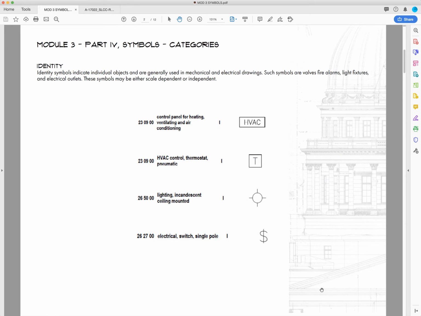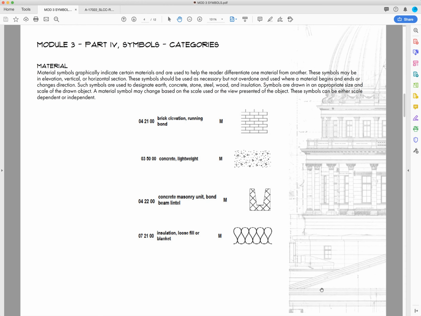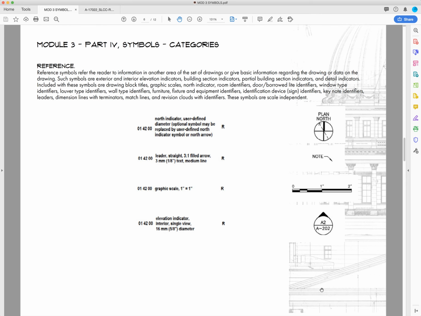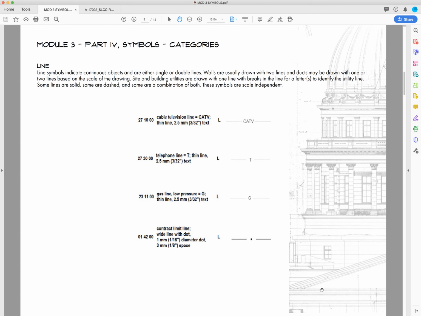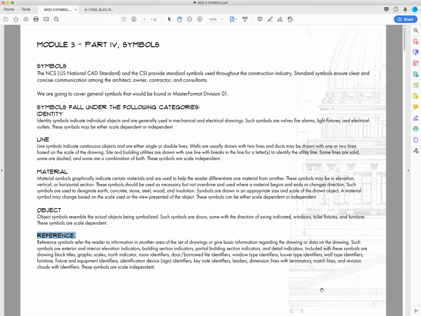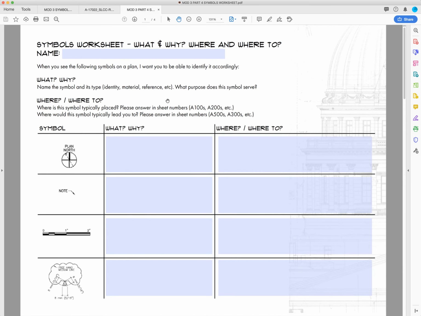So again, we've got identity, line, material, object, and reference. And really reference and wayfinding is the one that I want to focus on over these next couple of weeks. So what I'll be asking you to do is go over a worksheet. We've got a worksheet using this lecture and this handout. Please go through and identify the symbols. So tell me what it is, why we use it, where it goes in a set, and where it takes you. Let's do this one together for an example.